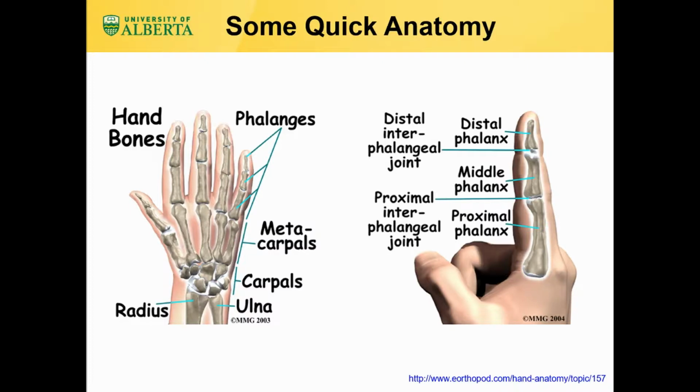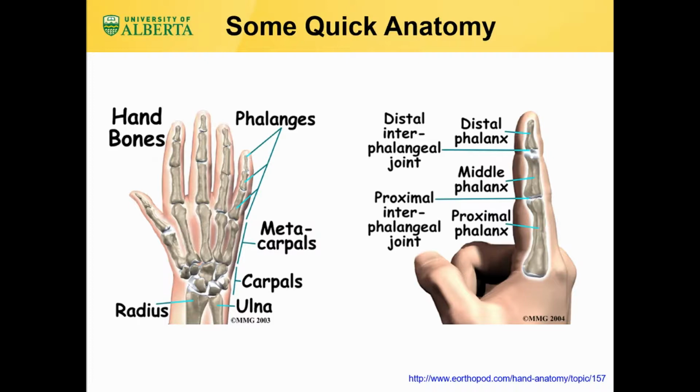Each phalanx is named respective to its proximity to the limb. There are the proximal phalanges in contact with the metacarpals. The middle phalanges come next, followed by the distal phalanges, which form the tips of the fingers. Similarly, the joints are named according to which phalanges they connect. There is the proximal interphalangeal, or PIP, joint between the proximal and middle phalanges, and the distal interphalangeal, or DIP, joint connecting the middle and distal phalanges.